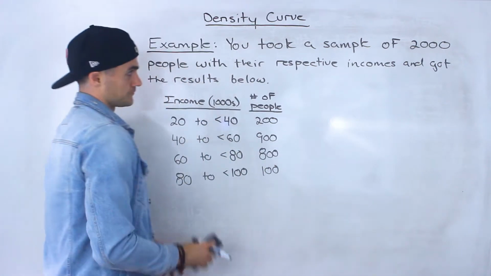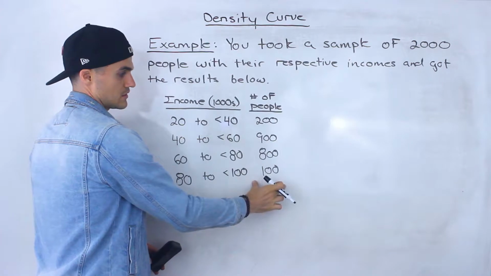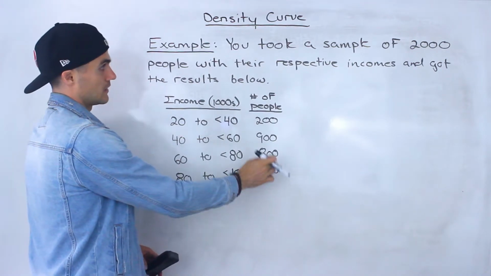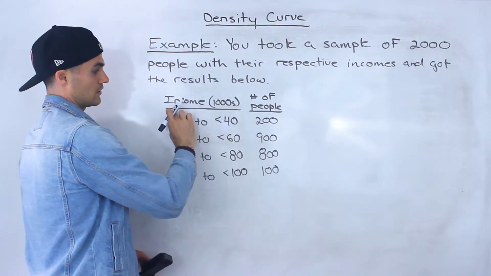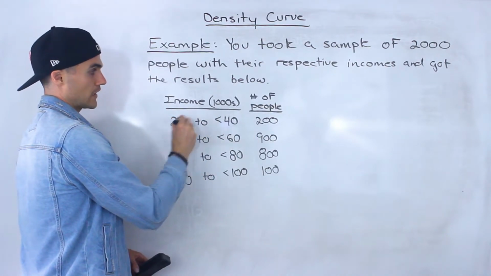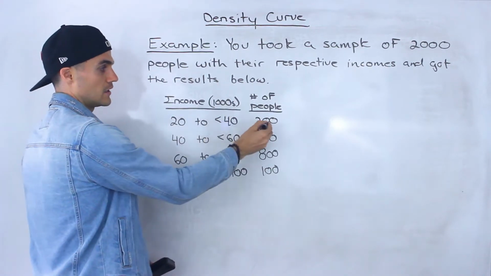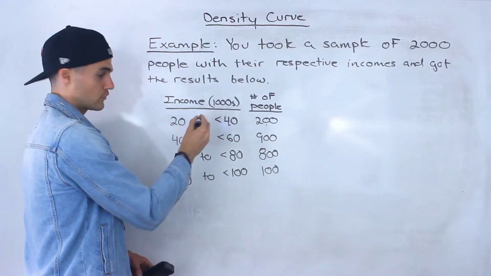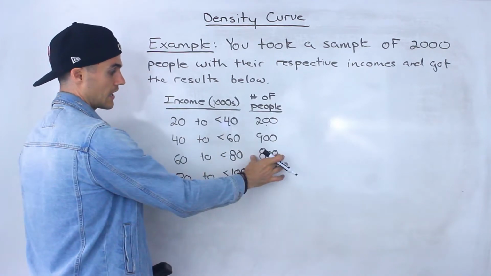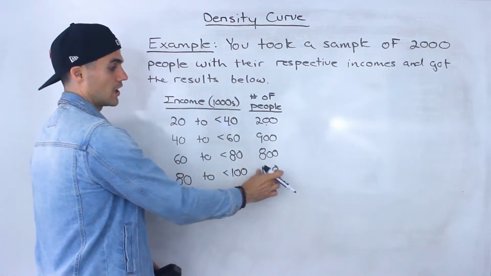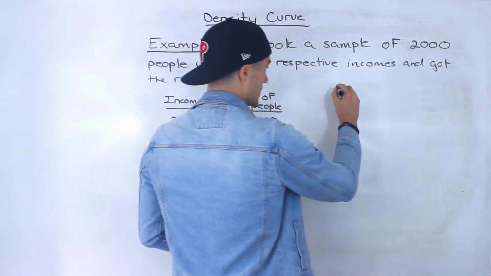Okay, so as I said, we sampled 2,000 people. So if you notice, these numbers here add up to 2,000, along with their respective incomes. So this first interval here is all the people that have an income from 20,000. Remember, these are all in thousands. So from 20,000 to less than 40,000, 200 people are in that interval. Then 40 to less than 60,000, 900, 60 to less than 80, 800, and then 80 to less than 100, 100 people.